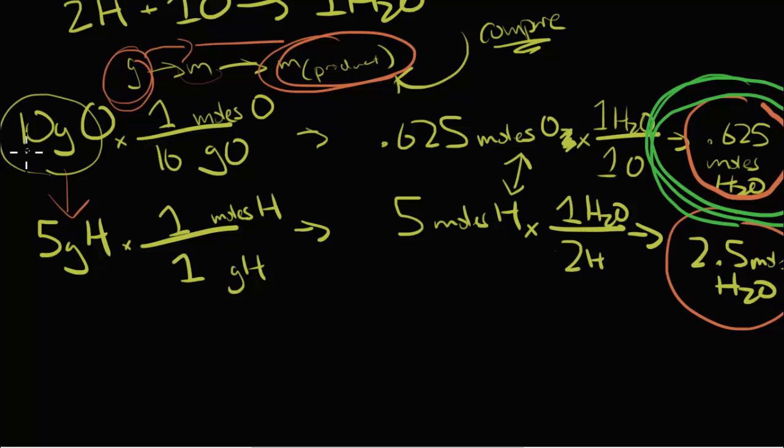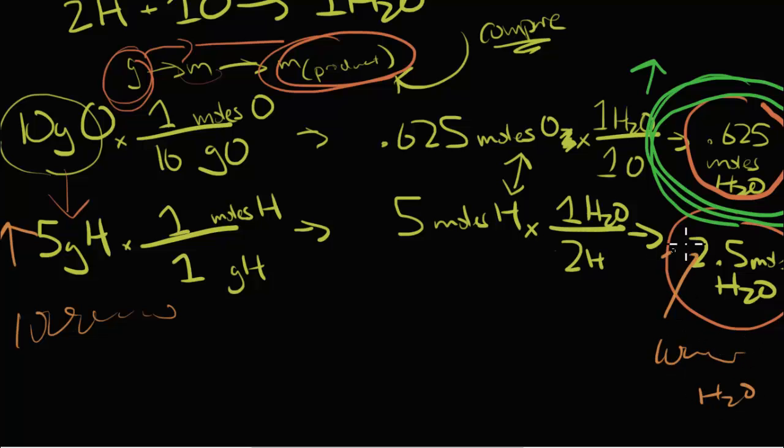This means that if I increase the amount of oxygen, I would also increase the amount of water made. However, if I increase the amount of hydrogen, in this case, it doesn't really matter what this is. If I put this as 100 million and this becomes 100 million H2O, it still wouldn't matter because we can only make this 0.625 moles because oxygen is limiting our reaction.